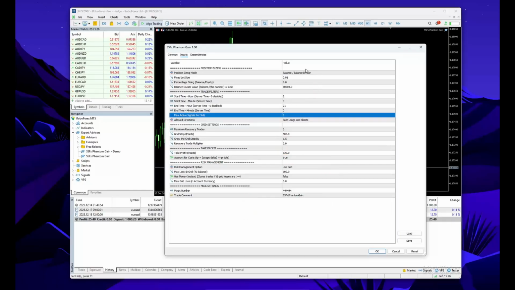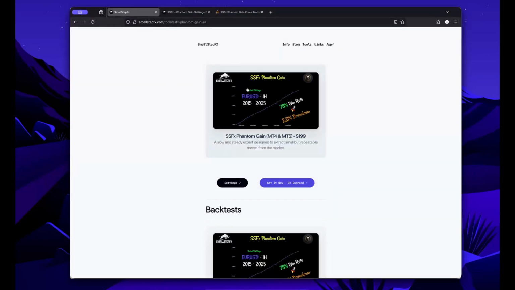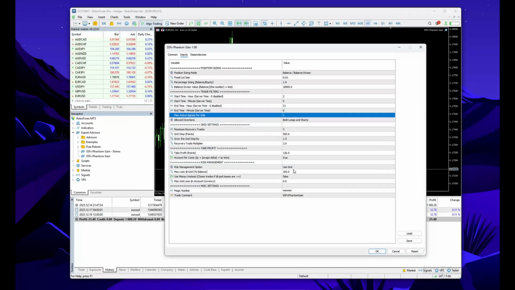Remember, the default settings that I'm using here are the settings that are used in one of the backtests that I shared in the previous video, and actually it's also the setting that I used on this backtest. So for the past 10 years, between 2015 to 2025, the bot had a 78% win rate, with a 5.22% balance drawdown, and that's essentially the setting that I'm referring to in this case.